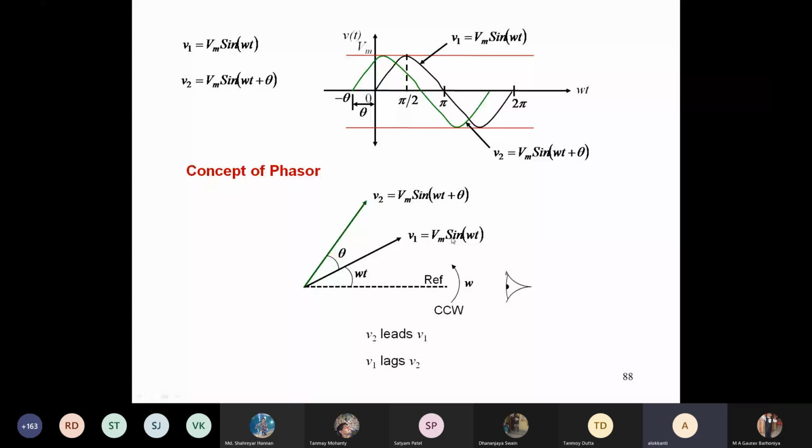You cannot compare a sine with a cos. Can you? Yes, sir, by considering pi by 2. Yes, but that basically means that you have to convert to the same trigonometrical quantity. You cannot compare directly. Once you have converted to the same trigonometrical quantity, you can.